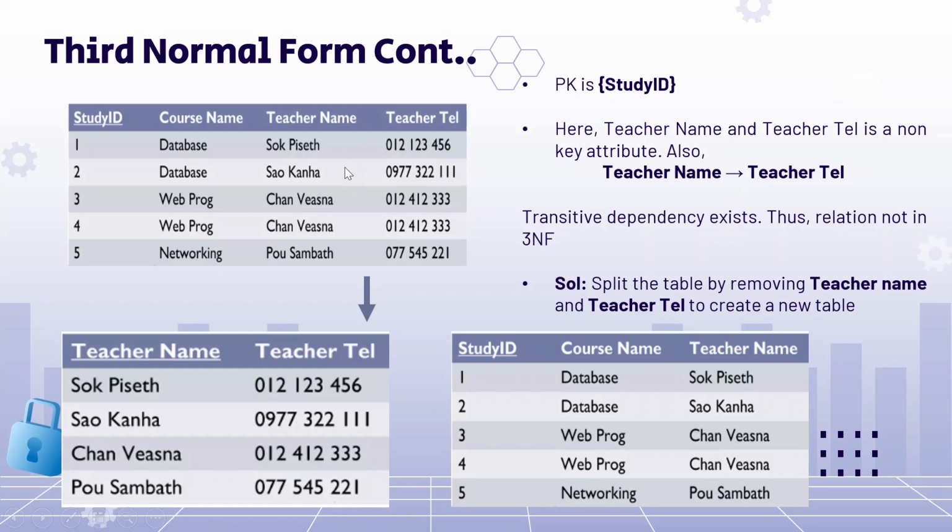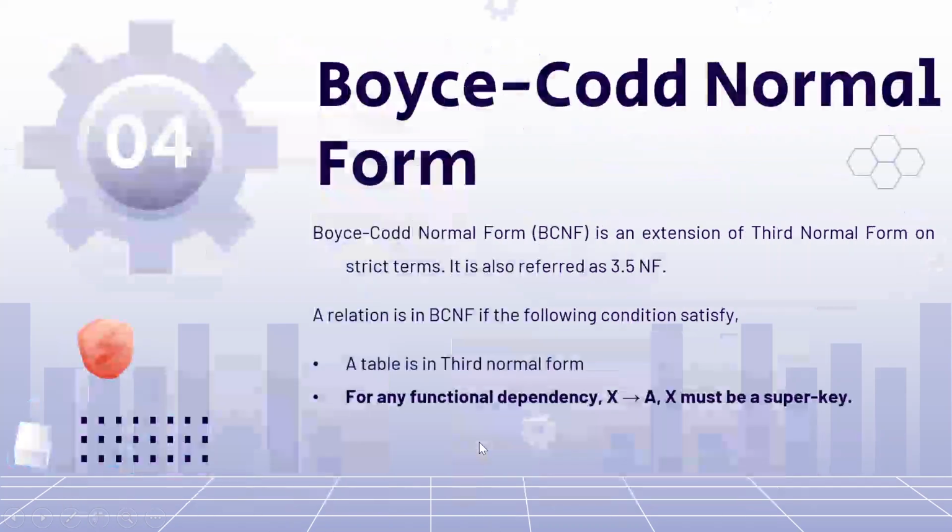So a solution for this is to decompose this table by taking the teacher name and teacher telephone number out and maintaining them as a separate table. So here we have maintained the teacher name and teacher telephone number as a separate table, and the other three are kept as another table. So now these two tables are in 3NF form.